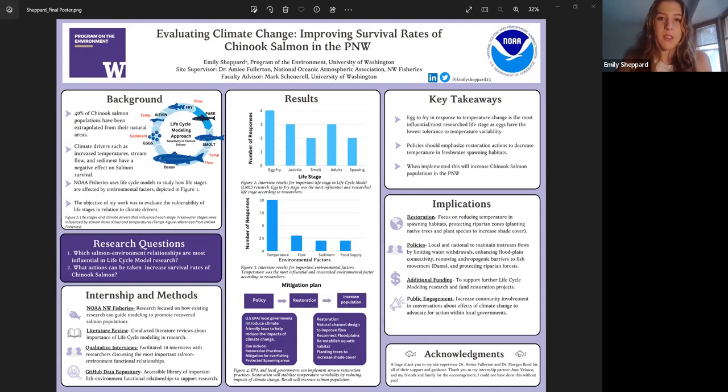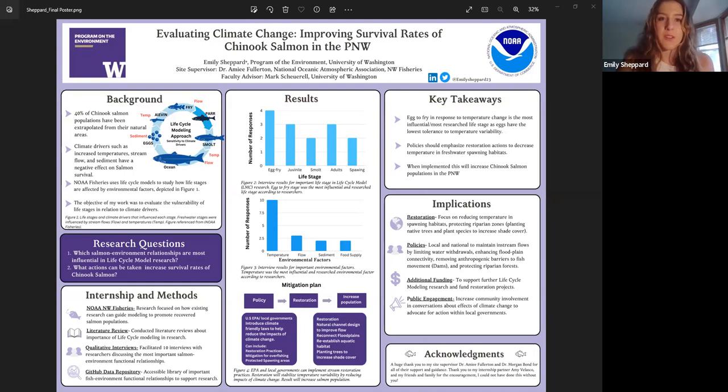Looking over at my results section regarding my first research question on the most influential salmon environment functional relationships, the results from the interviews demonstrated that the egg to fry life stage response to temperature was the most influential salmon environment relationship in modeling research. Figure 2 demonstrates that the egg to fry life stage, according to researchers, was the most important life stage. Of the 10 researchers that we interviewed, 6 of the 10 said that egg to fry was the most important salmon life stage, and all the researchers agreed that temperature was the most influential and studied environmental factor in response to life cycle model research and development.